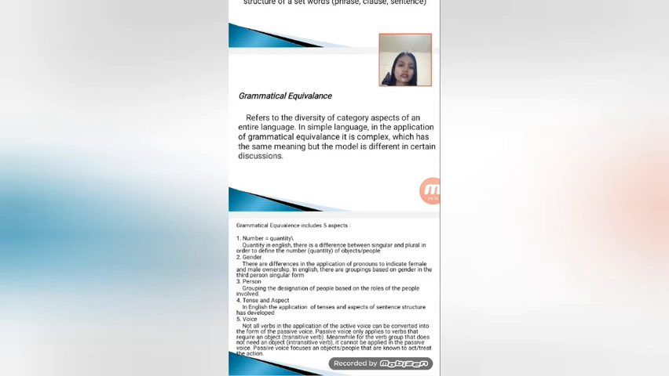5. Voice. Not all verbs in the active voice can be converted into the passive voice. Passive voice only applies to verbs that require an object, or transitive verbs. Meanwhile, verbs that do not need an object, or intransitive verbs, cannot be used in the passive voice. Passive voice focuses on the object or people that are acted upon.